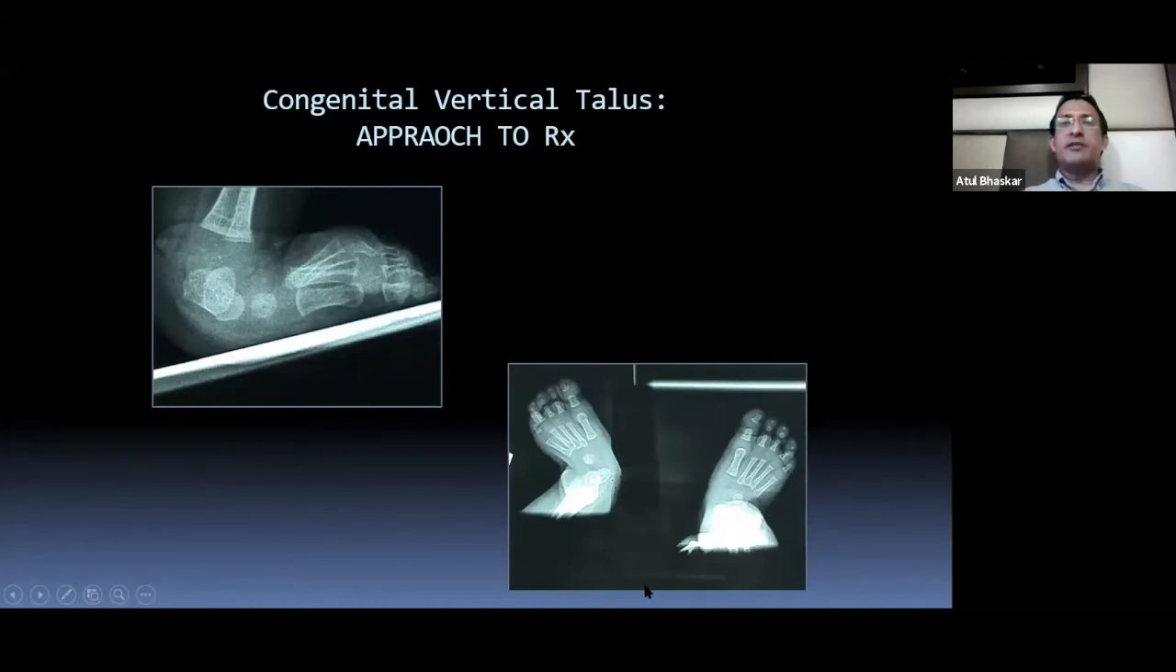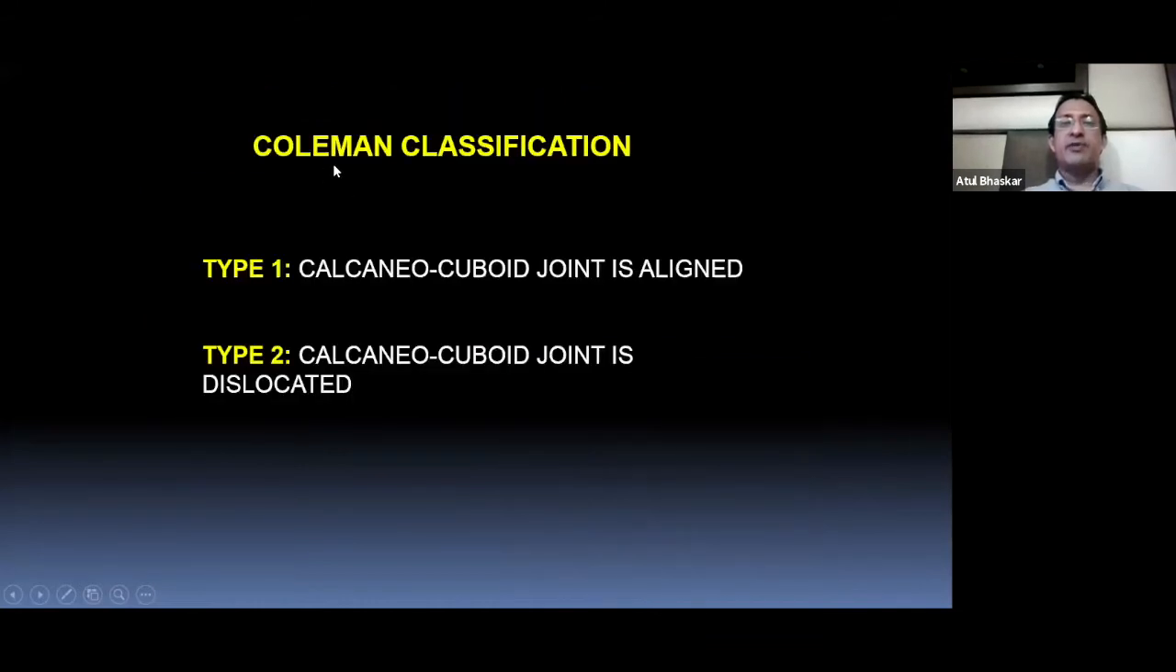Now, as far as treatment is concerned, Coleman had given a brief classification looking at the calcaneocuboid joint, because in very severe vertical talus, you can have dislocation of the calcaneocuboid joint. That means one has to address the lateral soft tissue structures as well when you treat the vertical talus. So this is a very old classification, not relevant today since we're using other axes. But one must study the calcaneocuboid joint, and if it is dislocated, you need a lateral soft tissue release in addition to your medial and plantar release.